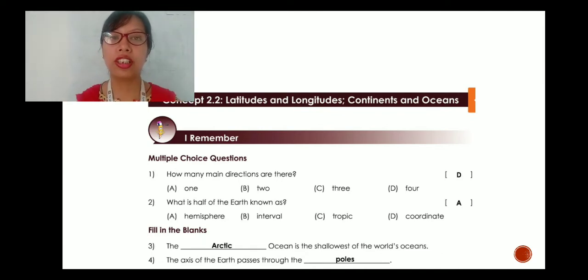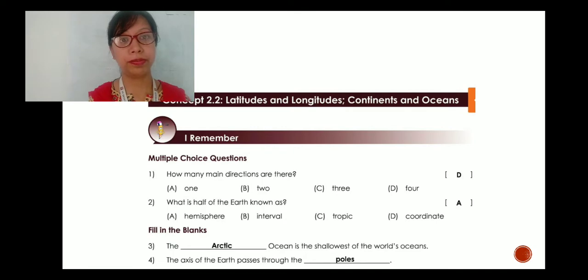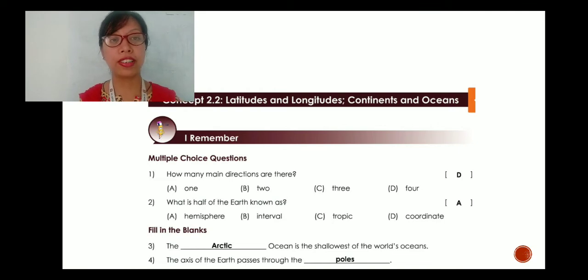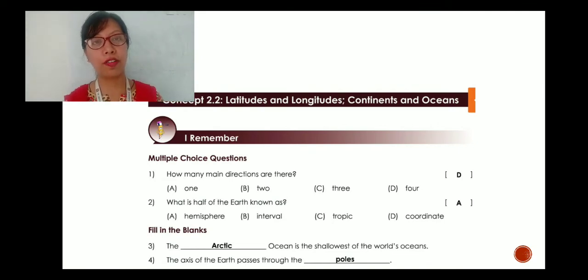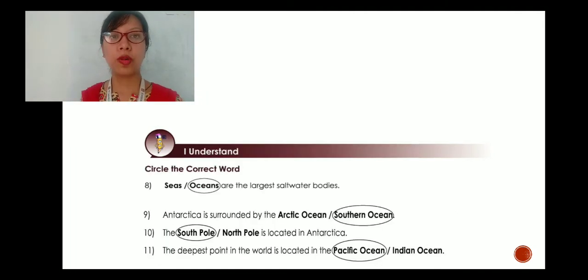Now come to the 3, fill in the blanks. Number 3, the dash ocean is the shallowest of the world's oceans. It is the Arctic Ocean, right? Number 4, the axis of the earth passes through the poles. So these are the correct answers of page 11. Question answers I will be giving you in the WhatsApp group.